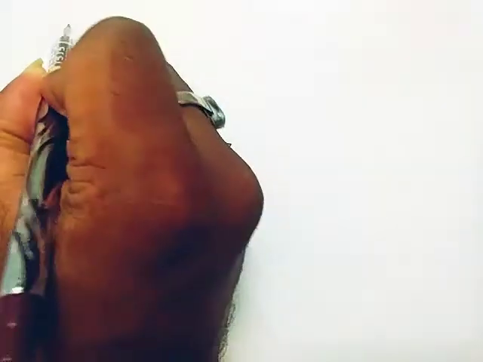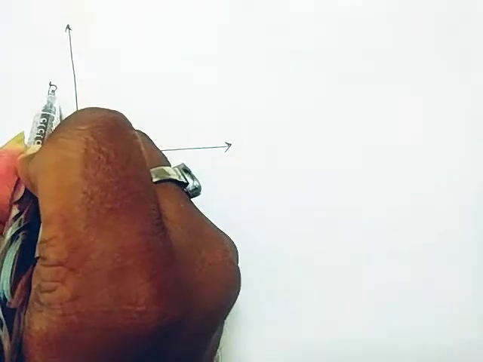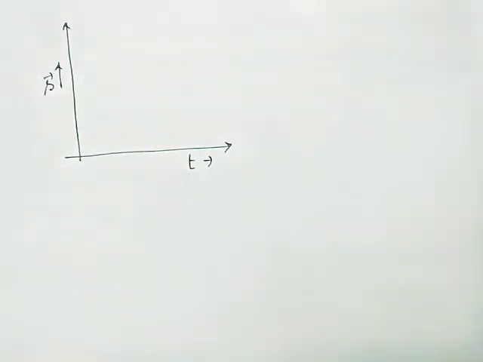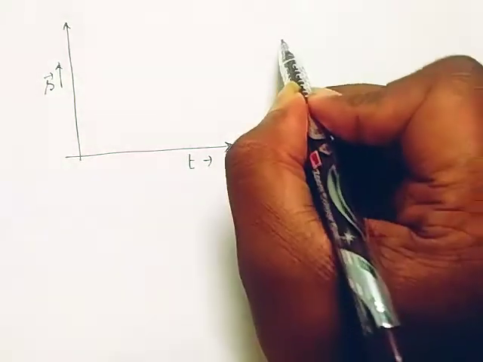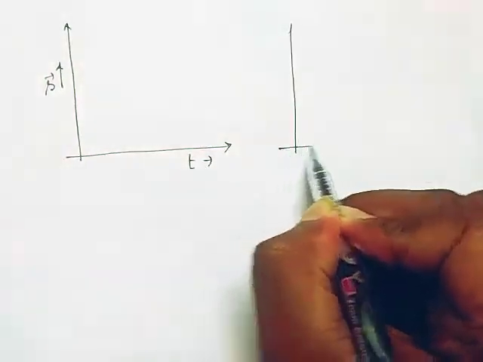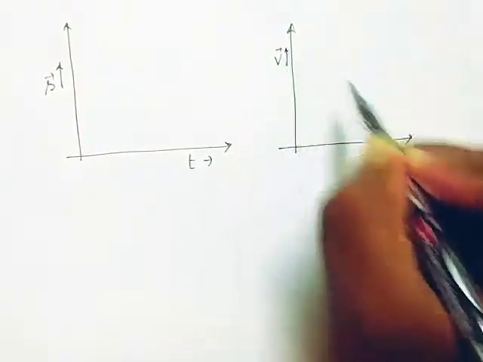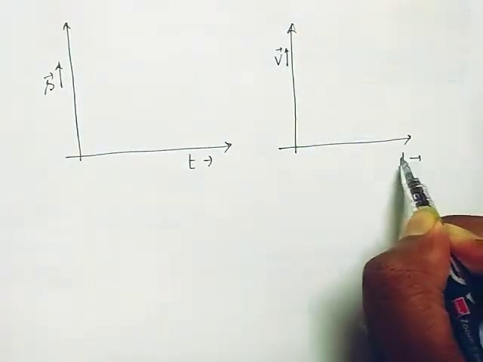If the position of a particle changes with time, then we can draw two types of plotting. One type is called the displacement versus time plotting. Displacement by time plotting is a very significant plotting. Another type is called the velocity versus time plotting. So what is the significance of this?